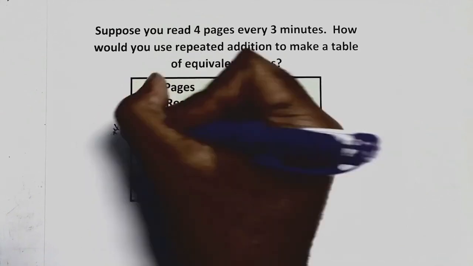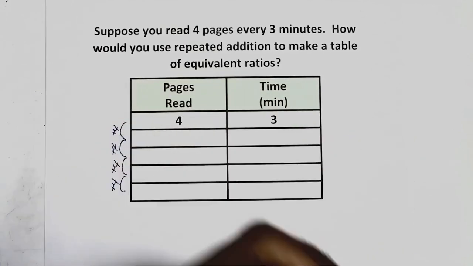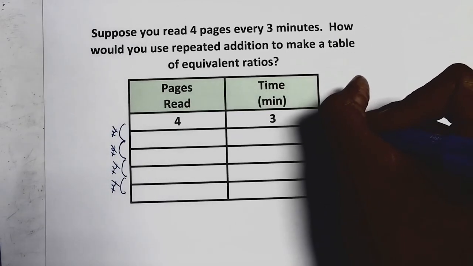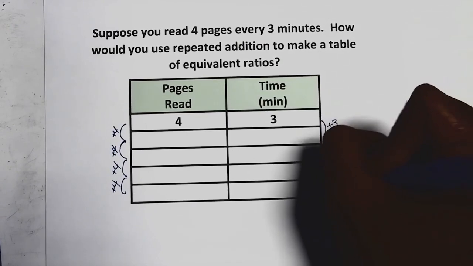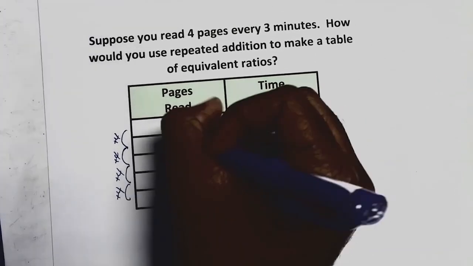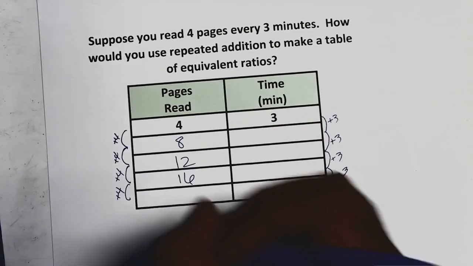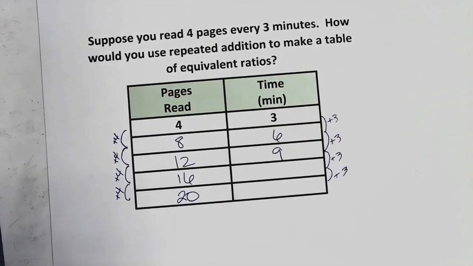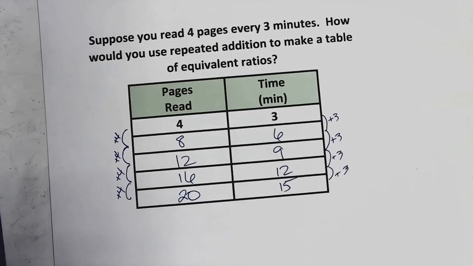So I can add 4 each time to get the number of pages read. What about how much we're going to add to our time? I can do 3 for our repeated addition. So let's fill in our table. That'd be 8, 12, 16, and 20. This will be 6, 9, 12, and 15. Good job. How did you do? I think we're ready to practice on.